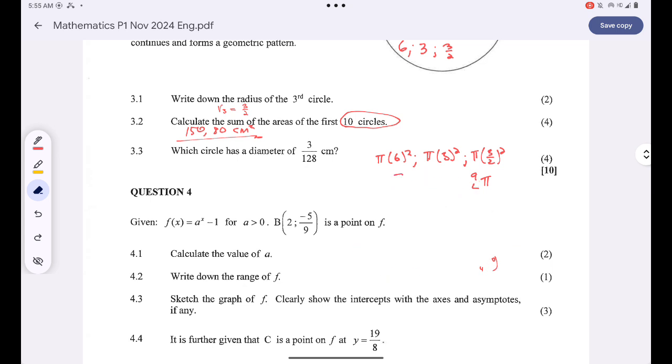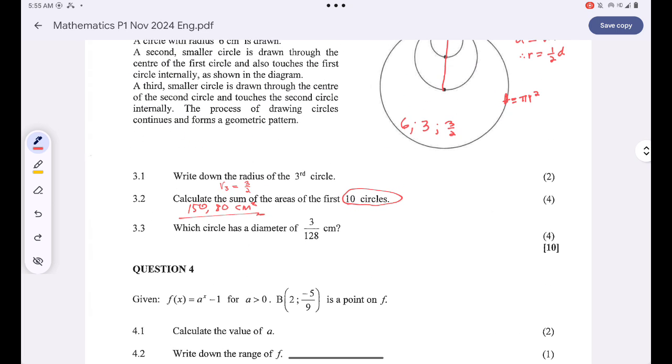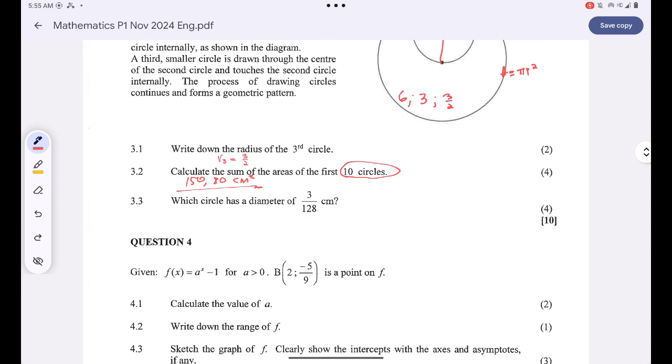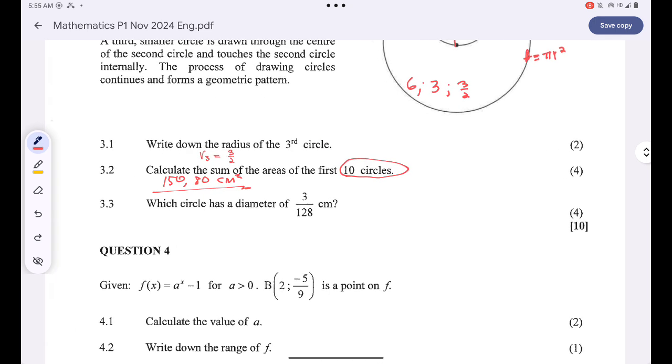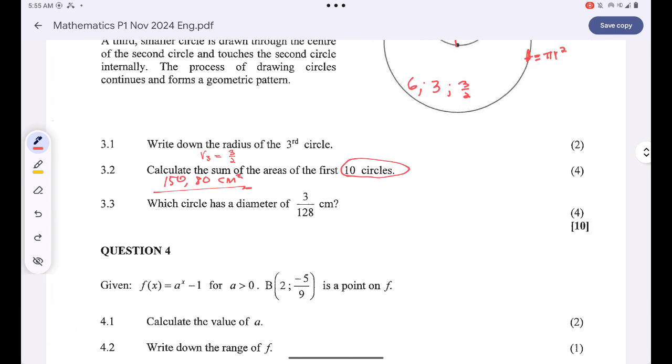Okay, and then now we are being asked which circle will have a diameter which is equal to 3 over 128? If they ask you that, guys, which circle has a diameter of 3, if you are given this pattern over here, the circle that has a diameter of 3 is the third circle. Remember that, guys, the radius of the previous circle will simply become the diameter of the next circle.